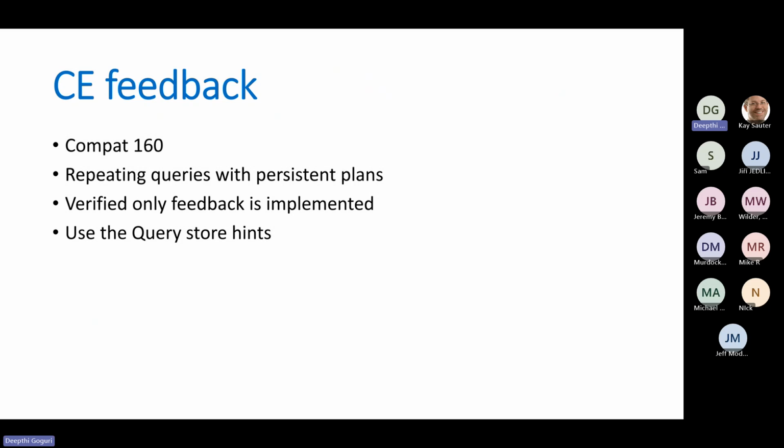Again, all you have to do is set the compatibility mode to 160, and repeating queries with persistent plans will be considered. It will always verify that the feedback being implemented is working. Then only the query hint will be used. It has to verify that it is working.